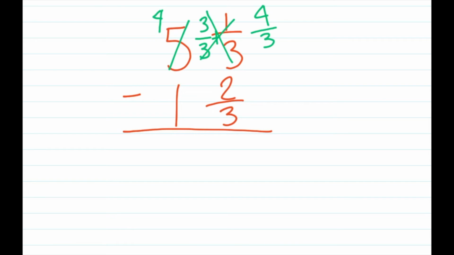Now we get to subtract. We get to subtract 4 minus 2, which gives you 2. You keep the same denominator, which is 3. Now you go ahead and subtract whole numbers. 4 minus 1, that makes 3. And this is your final answer.